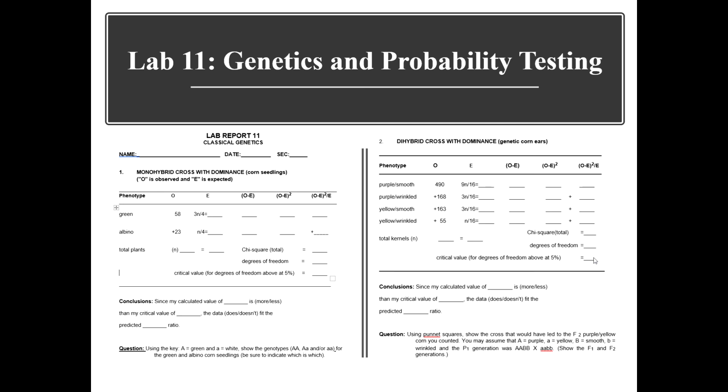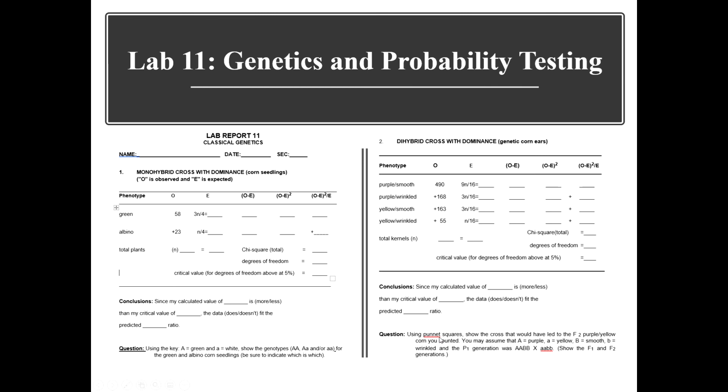I'm just doing this off the top of my head. So you guys look that up. It is 7 something. I don't remember exactly. All right, since my calculated value, whatever you get here, goes here, it's either more or less than your critical value, whatever it is you get here. Your calculated value should be less than your critical value, then it does fit.